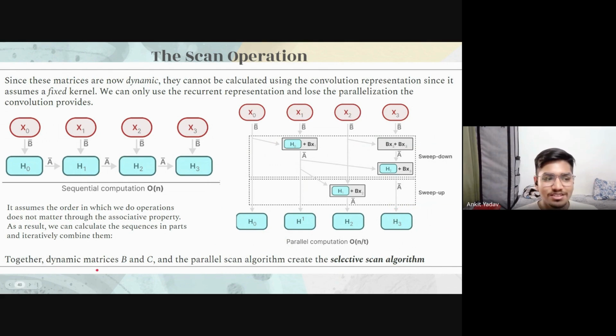So together, the dynamic matrices B and C and the parallel scan algorithm create this selective scan algorithm. So from now onward, we can say that this is the selective scan algorithm.